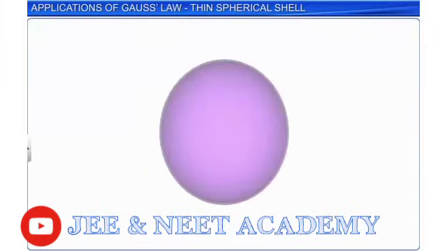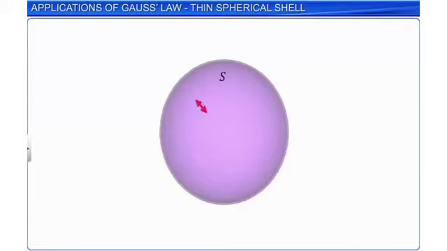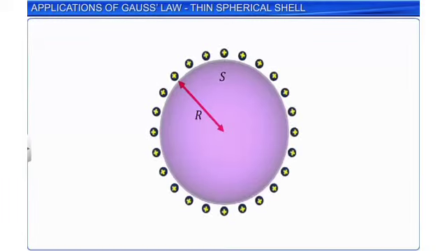Let us consider a thin spherical shell S of radius r. Let the thin spherical shell be uniformly charged with a positive charge Q.